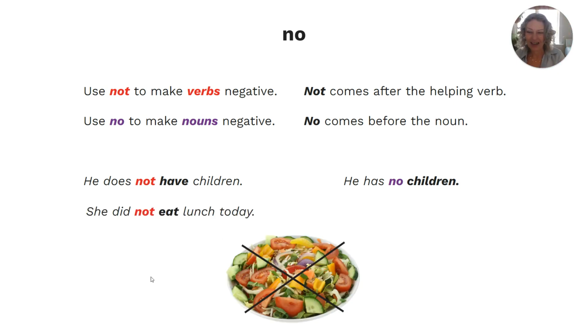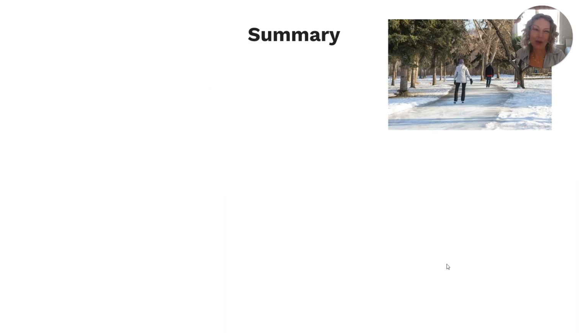Okay, and then here's another example. She did not eat lunch today. So we're using not because we're making the verb negative. She did not eat lunch today. That activity of eating did not happen. Another way we could communicate a similar idea is to say she ate no lunch today. So there we're using no to show that the quantity of the noun was 0. 0 of lunch. All right, let's review what we've learned.